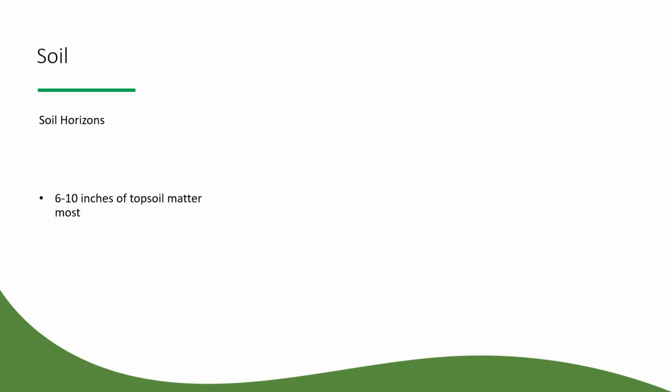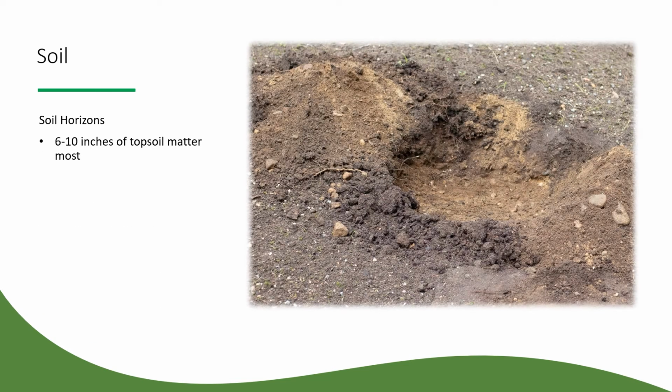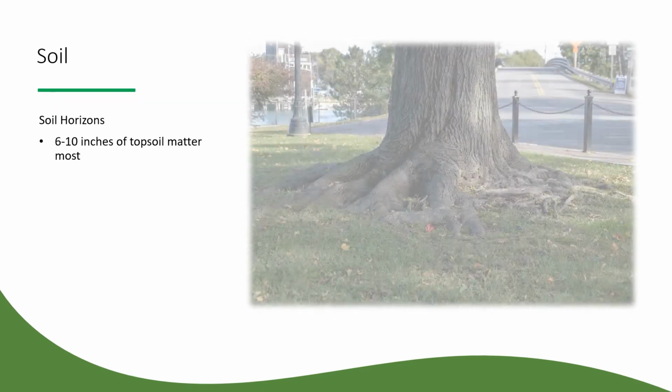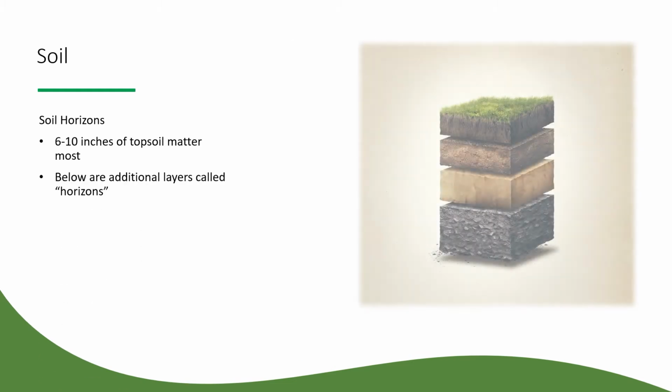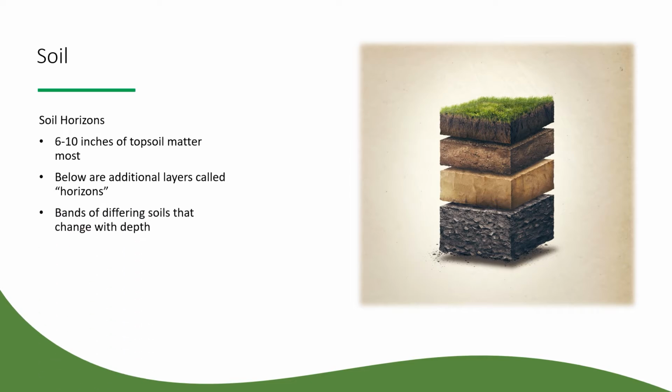Soil horizons. For gardening purposes, we are usually concerned with the top 6 to 10 inches of soil because most plants, from a rose to a redwood, will have their feeding roots close to the surface where most of the moisture and nutrients are. Below the 6 to 10 inch layer of fertile soil are other layers called horizons. Soil horizons are bands of differing soils that change with depth.